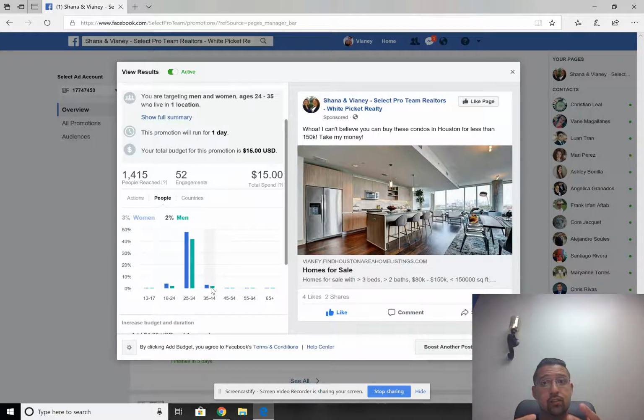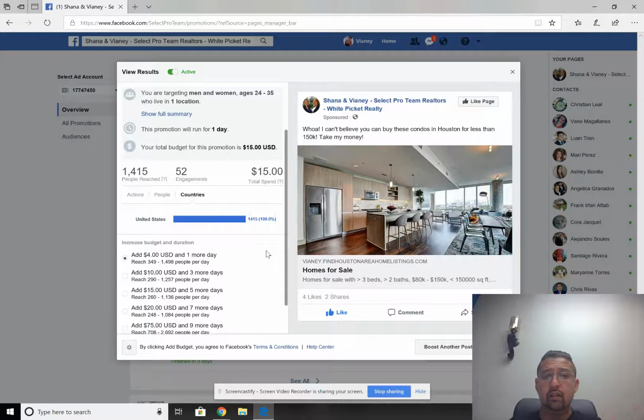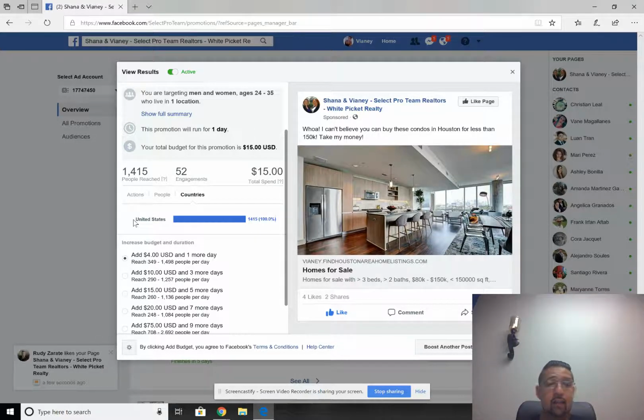That's something you can think about, because they're the ones primarily looking at buying a home. Now, the other thing we can look at is which countries we reach. The reason we want to look at this is to make sure our ad wasn't just clicked on by a bunch of robots in another country. So you want to see that our engagement here was all United States, 100%. And that's a good thing.